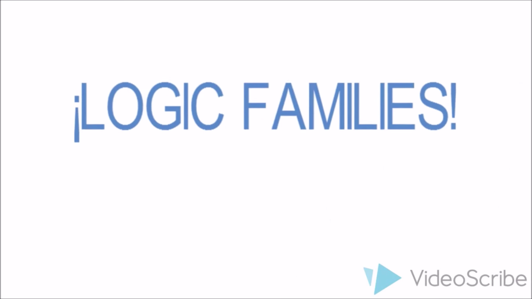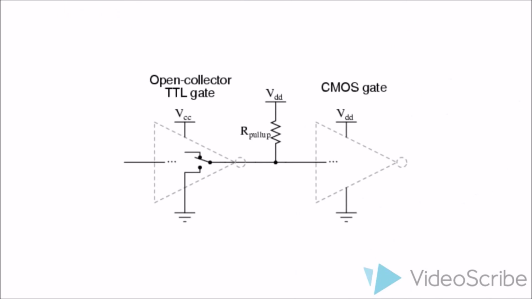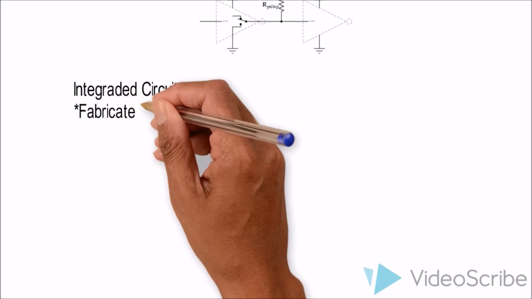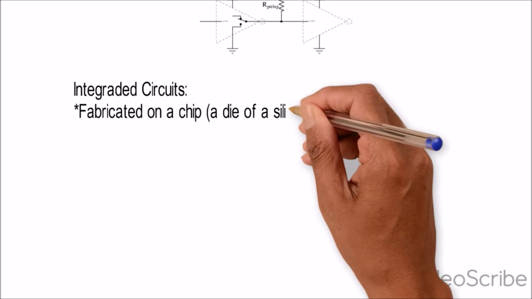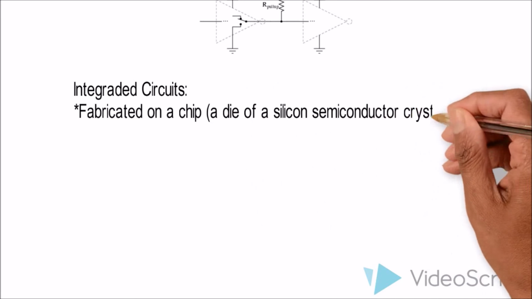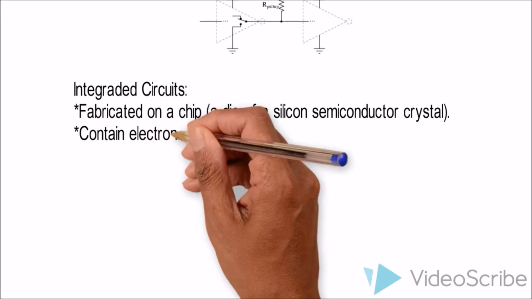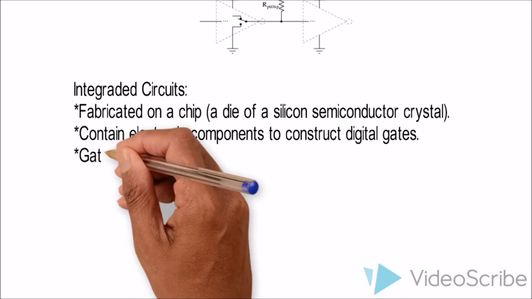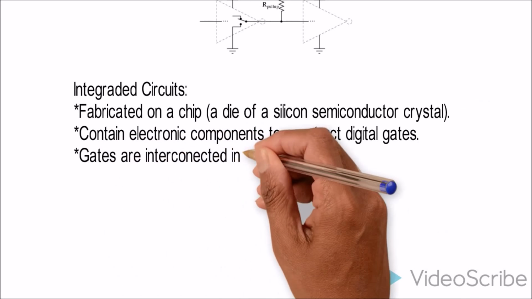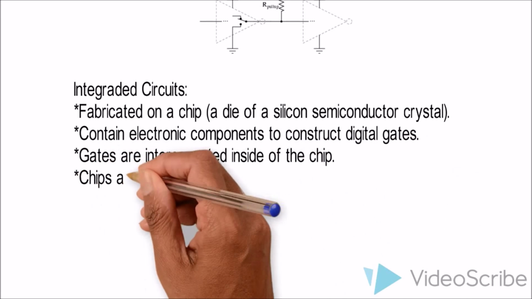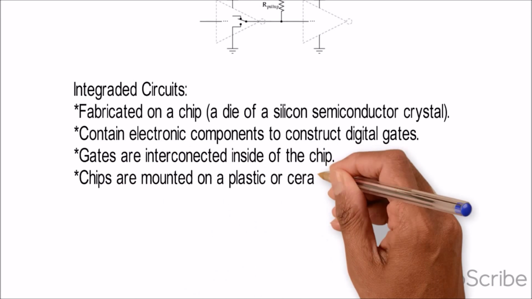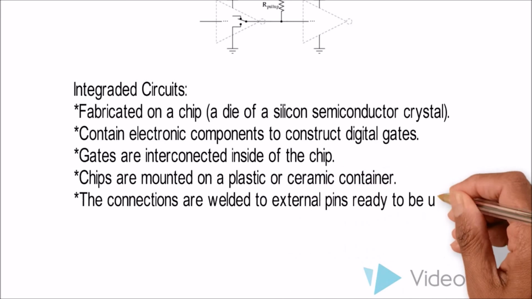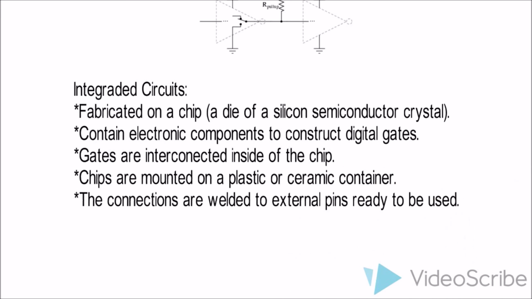I'm going to talk about the logic families. To be more concrete, I'm going to talk about the TTL and the CMOS logic families. But first we have to make clear what an integrated circuit is. They are electrical components that are fabricated on a chip. They contain electronic components to construct digital gates inside of them. The gates are interconnected inside of the chip. The chips are mounted on a plastic or ceramic container that protects them. The connections are welded into external pins that are ready to be used.